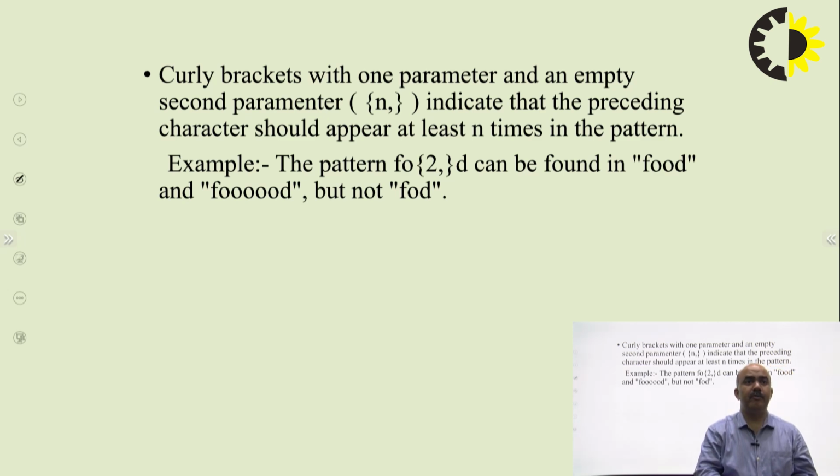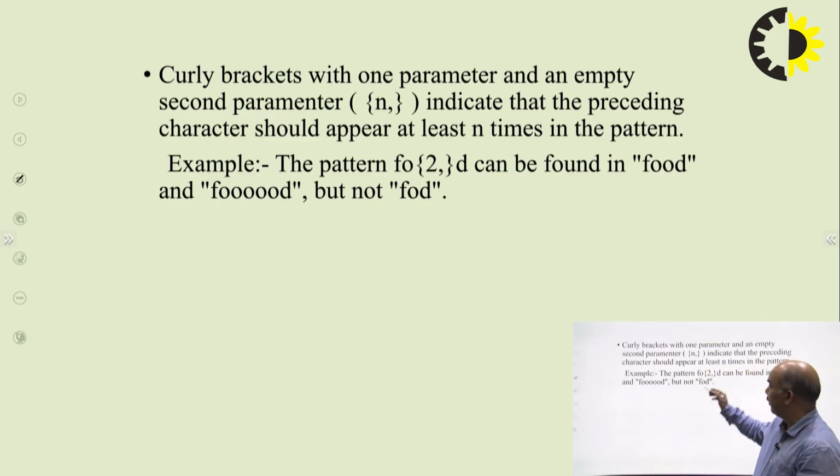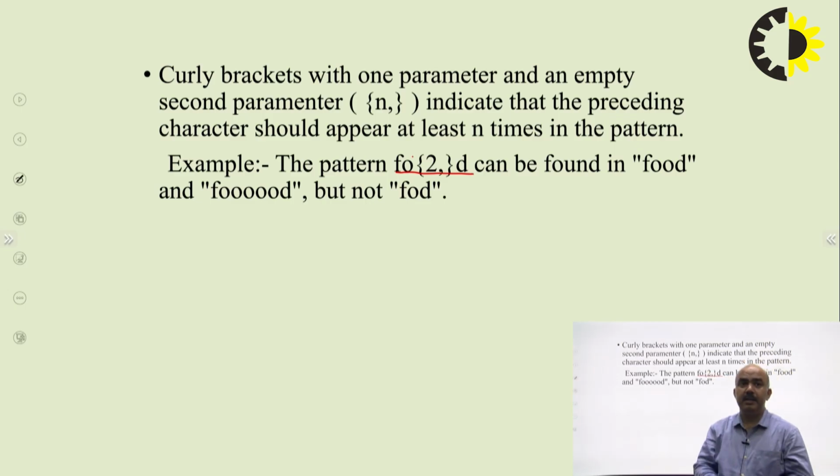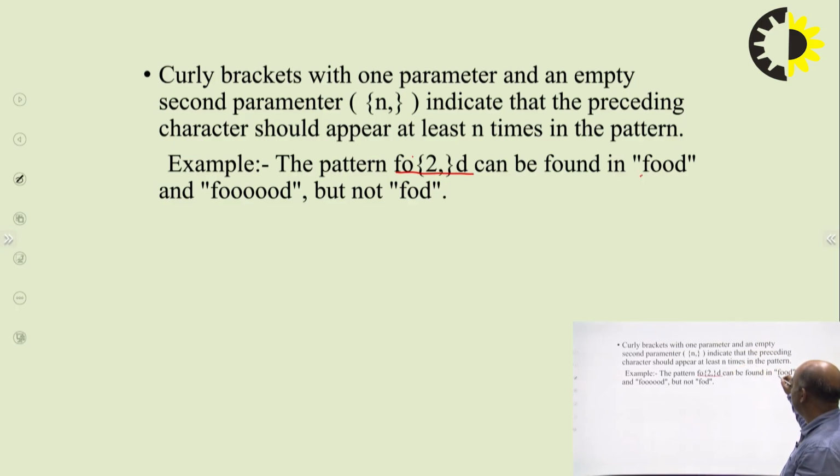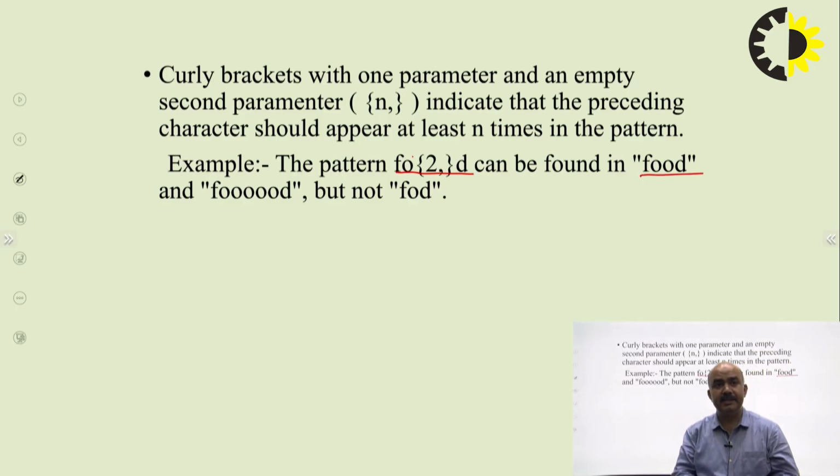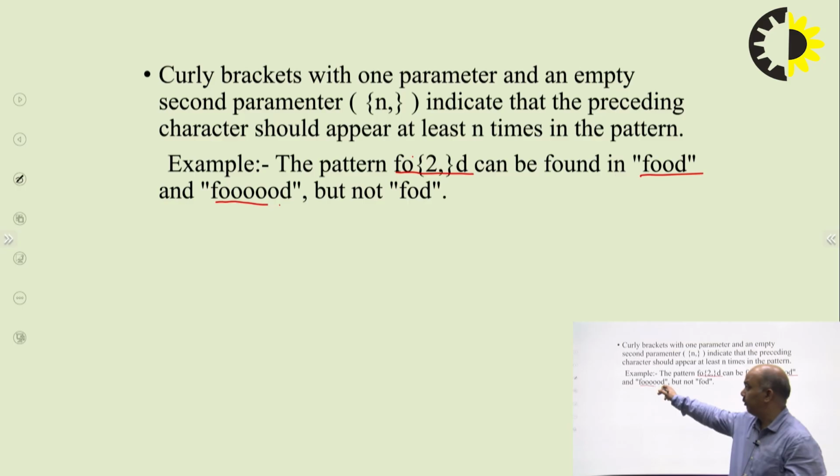It means you have to define how many times that character must appear within the given pattern. In this example, we have taken fo followed by o{2}, so the preceding o must appear 2 times. Then we can say that in food, the o appears 2 times, so yes, this pattern is being matched.